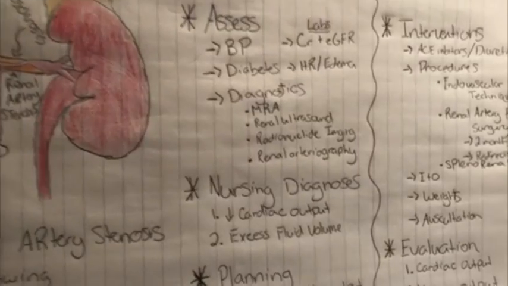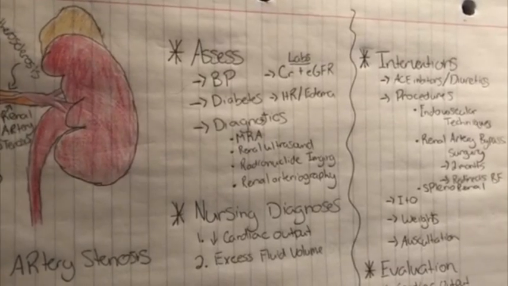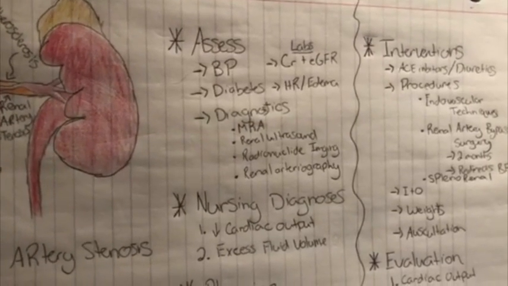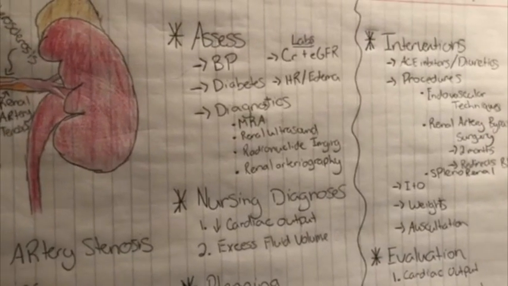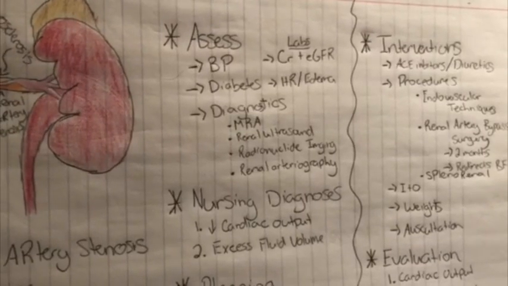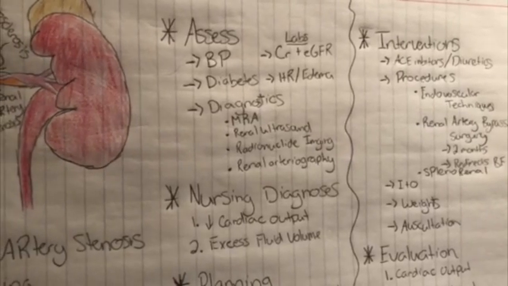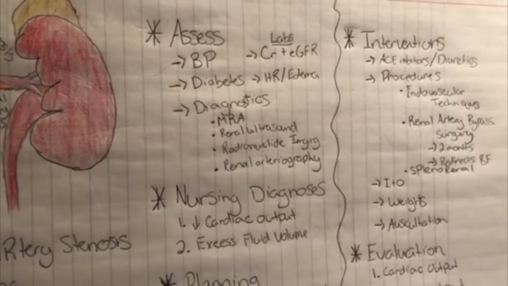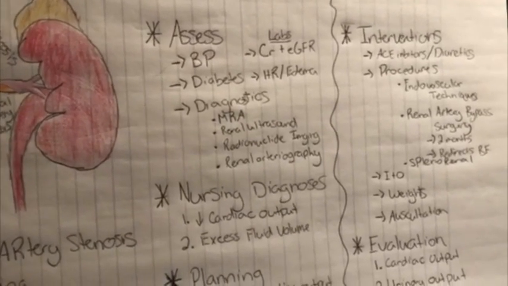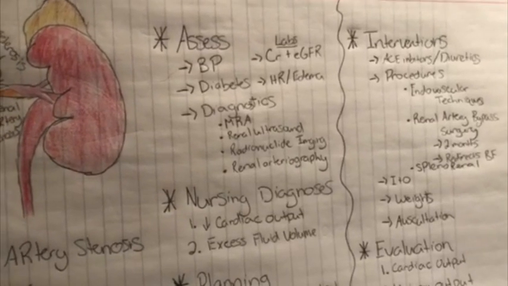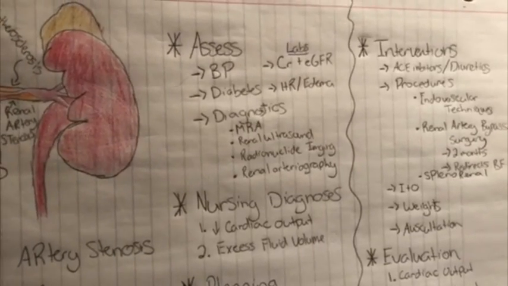For diagnostics, these can be determined by magnetic resonance angiography, renal ultrasound, radionuclide imaging, or renal arteriography. The MRA provides an excellent image of the renal vasculature and kidney anatomy. The radionuclide imaging is a non-invasive way of evaluating kidney blood flow and excretion function. And combining radionuclide imaging with the ingestion of an angiotensin-converting enzyme inhibitor, such as lisinopril, will improve the accuracy of the test. And a renal arteriogram makes features of the renal blood vessel visible.